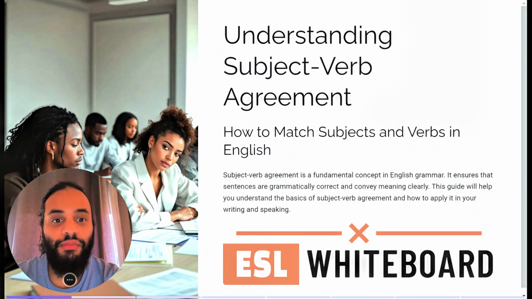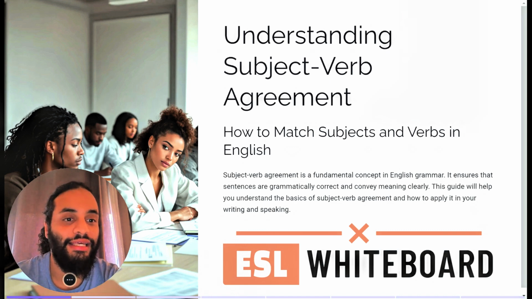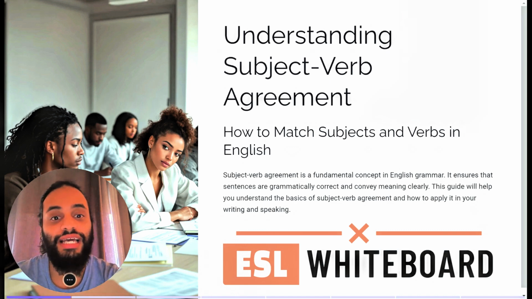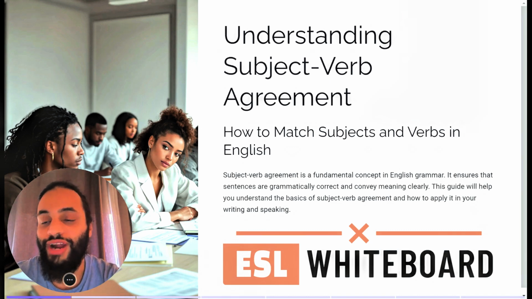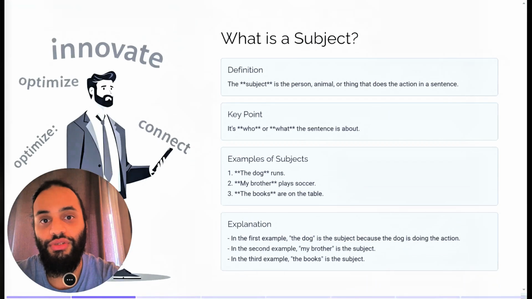Well, subject-verb agreement is a fundamental, which means very important, concept in English grammar. It ensures that sentences are grammatically correct and convey meaning clearly. This guide will help you understand the basics of subject-verb agreement and how to apply it when you're writing and speaking. So if you actually want to learn how to speak English, make sure you watch the video to the very end so you can actually make an improvement.